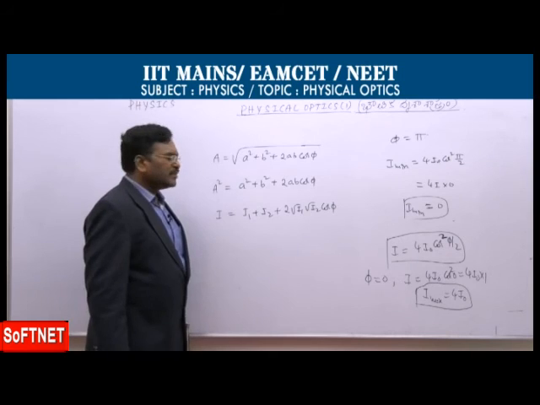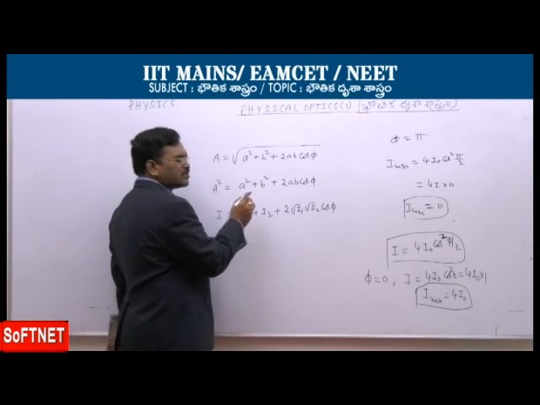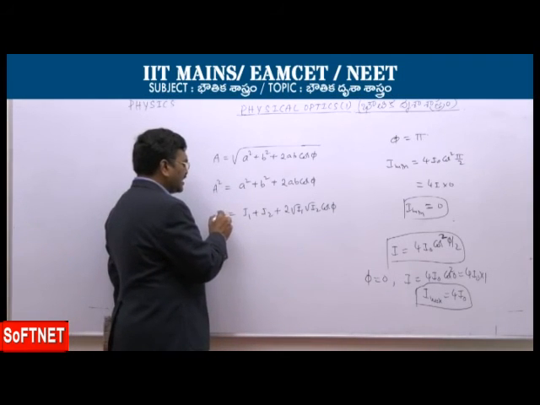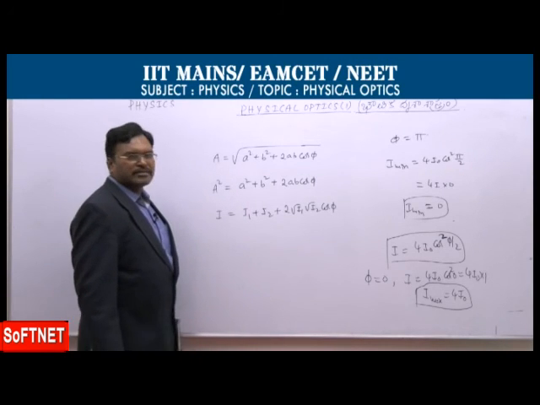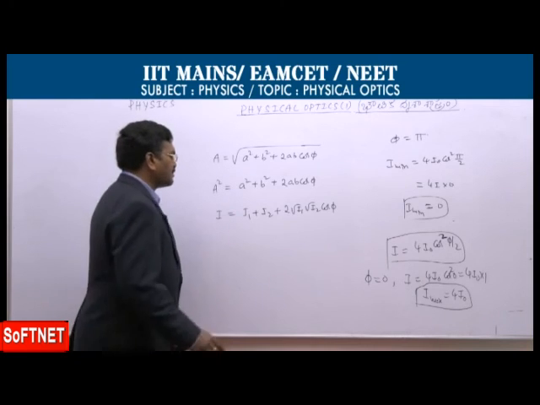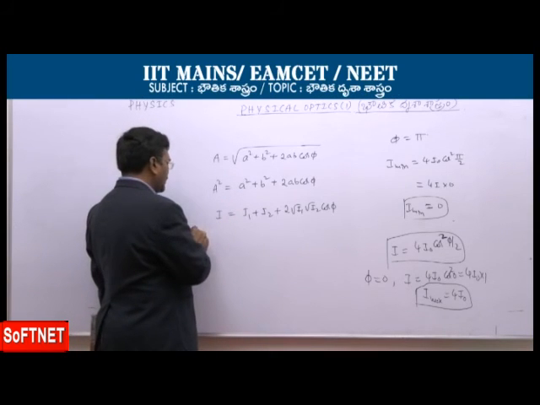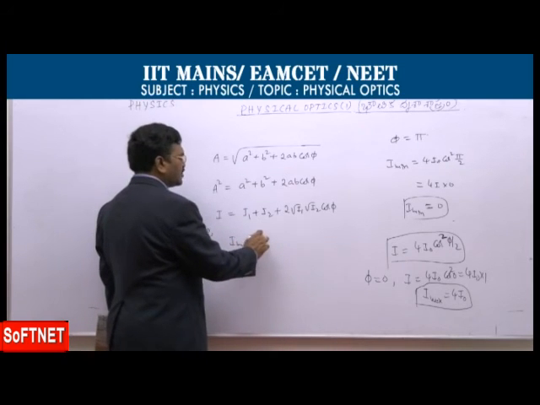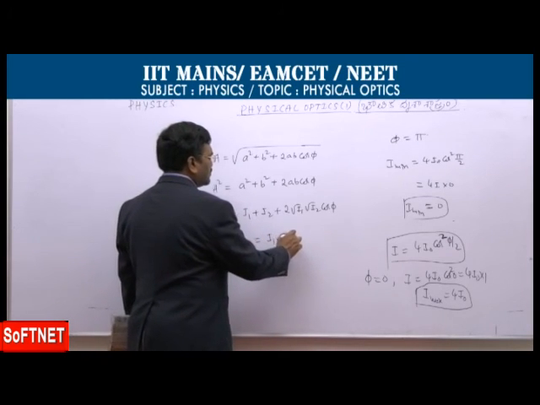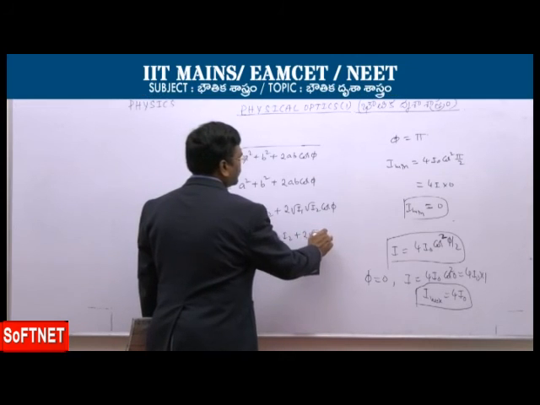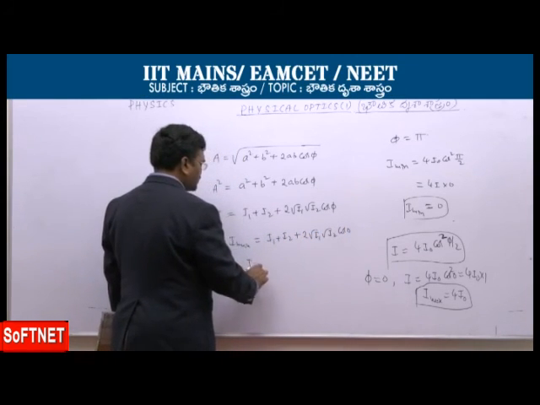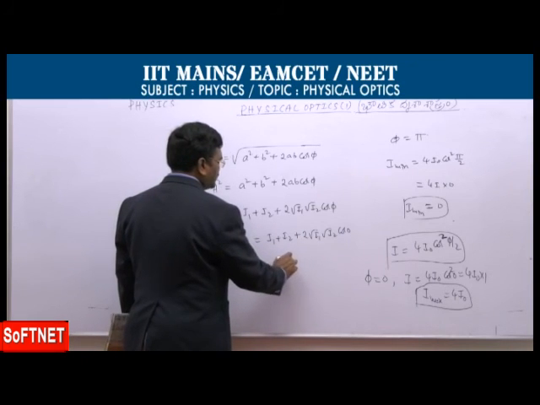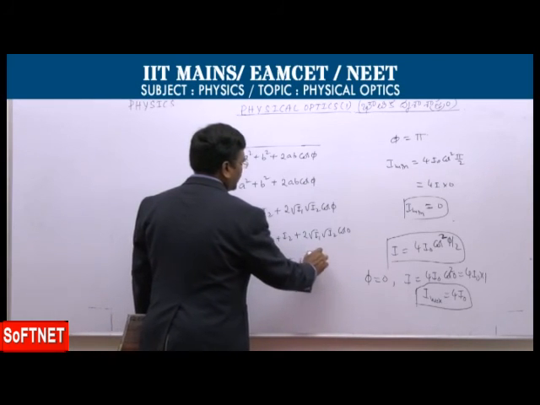Square of amplitude. Now, multiplying k on both sides, what do we write? Resultant intensity is equal to I1 plus I2 plus 2 root I1 I2 cos phi. Maximum intensity, how much now? If phi is equal to 0, I maximum is equal to I1 plus I2 plus 2 root I1 I2 cos 0. Cos 0 is 1. So, I maximum is equal to I1 plus I2 plus 2 root I1 I2.